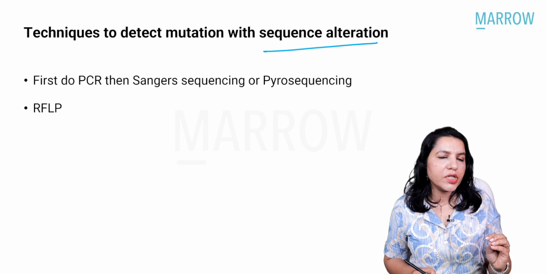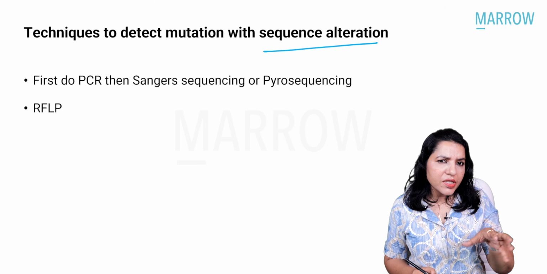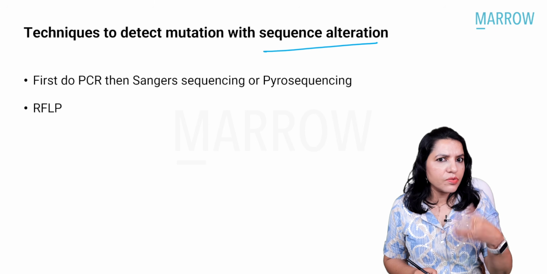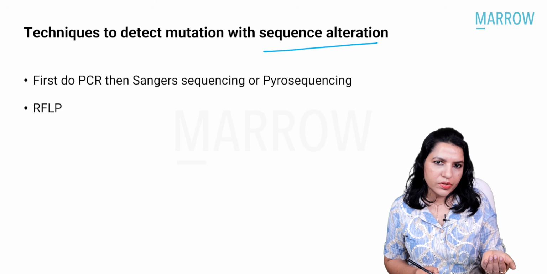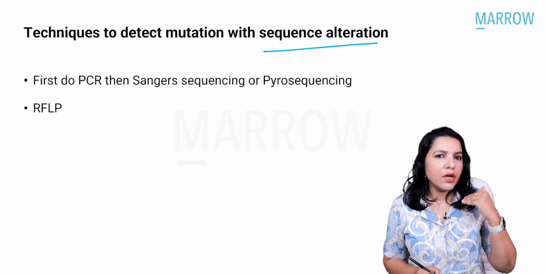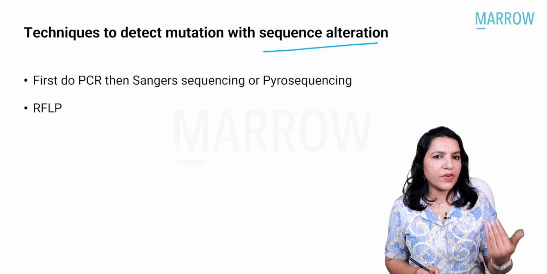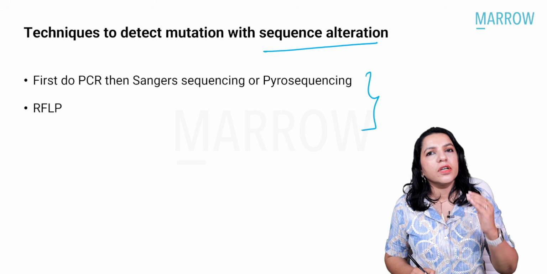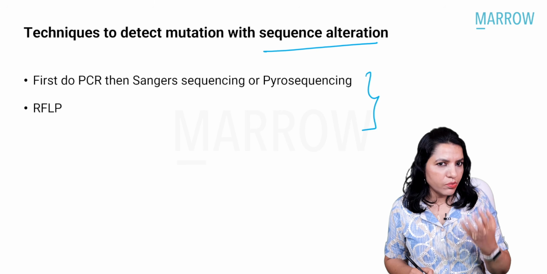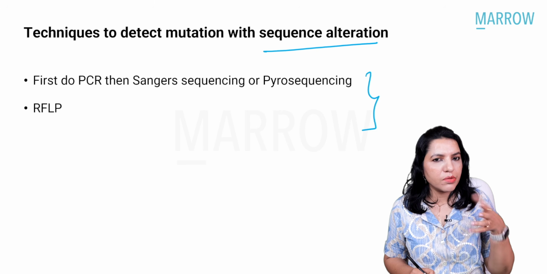Whenever we want to study a sequence alteration, first we have to amplify. For that we need PCR. Now after the PCR we can do pyrosequencing or Sanger sequencing, or we can do restriction fragment length polymorphism. So this is another classification of methods to detect the sequence alteration, which include the point mutation.